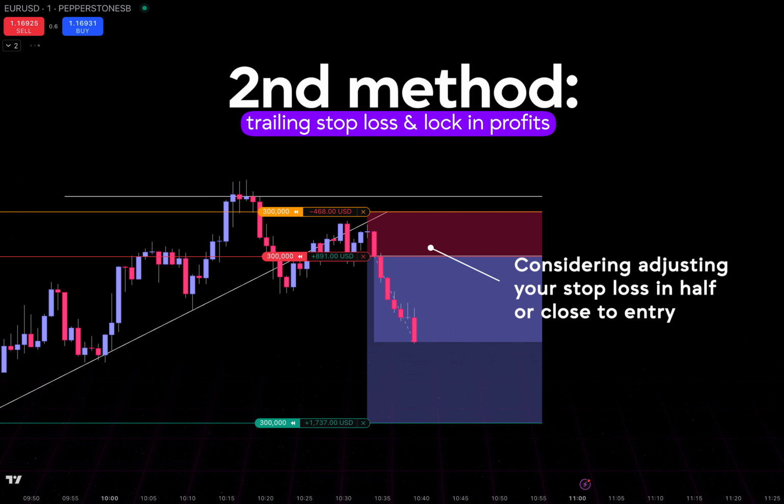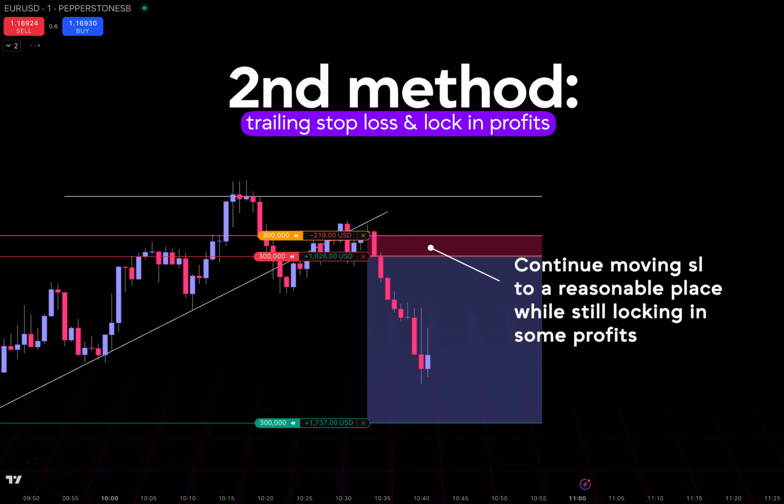And the next option you can use is the trailing stop loss. When your trade is comfortably in profit, you can move your stop loss up closer to your entry or even to break even. Then as price moves further in your favor, you keep adjusting your stop loss to progressively lock in profits, which in many cases reduces the stress and protects your account.